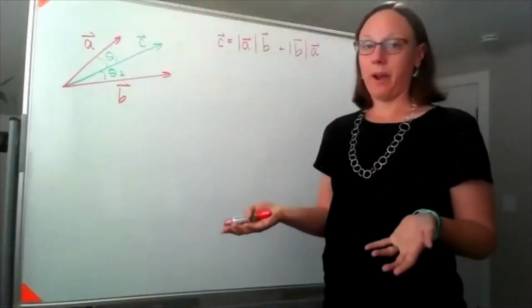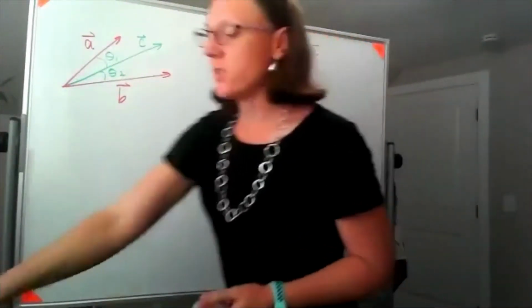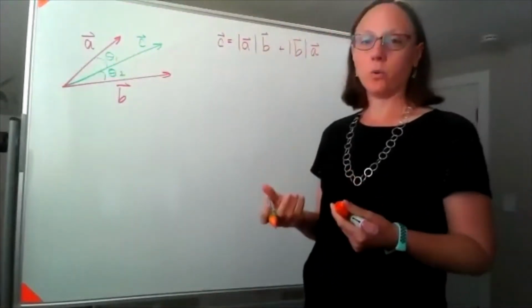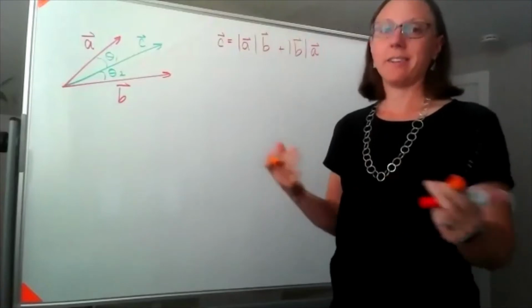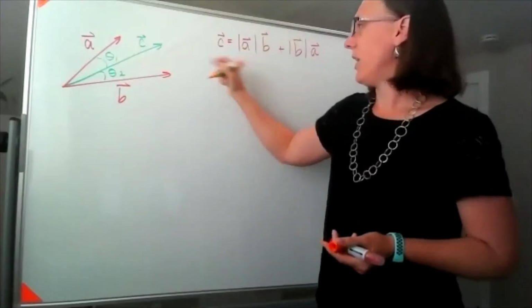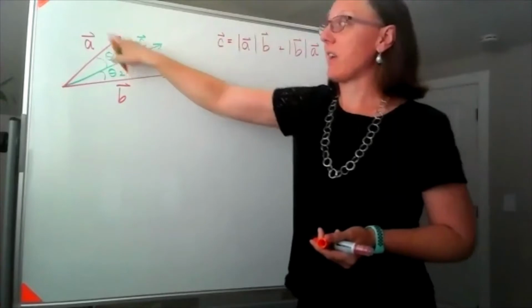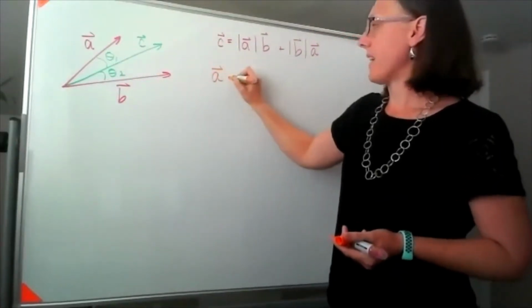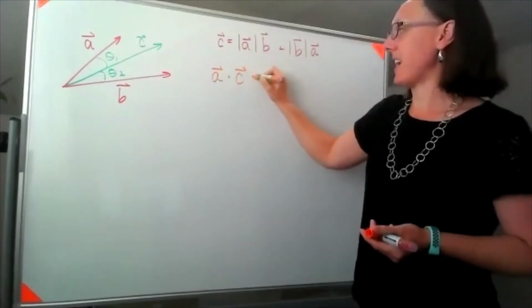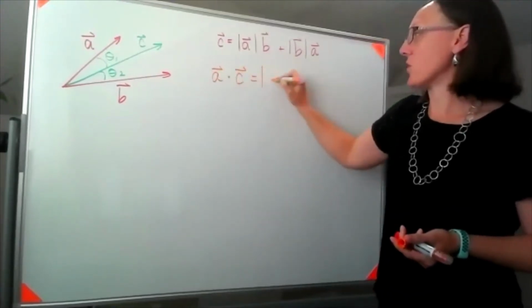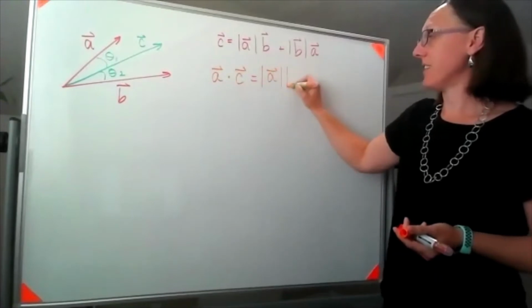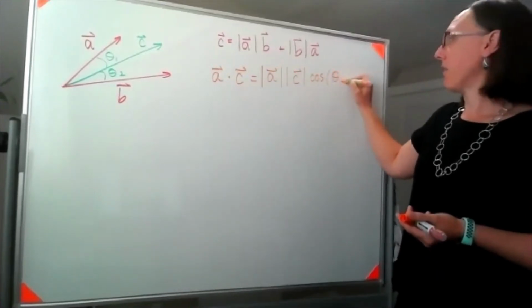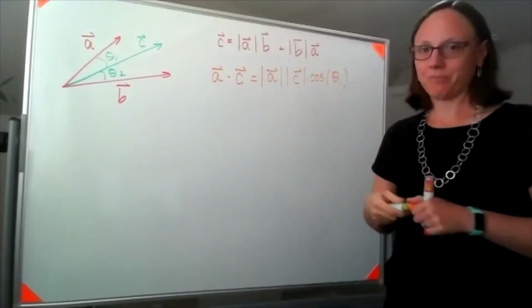Well, let's just start by finding one of those angles. If I wanted to find that angle theta 1, I'm going to use the dot product to help me get there. Since I'm looking for the angle between A and C, I would start by saying that the dot product of A and C is going to be equal to the magnitude of A times the magnitude of C times cosine of that theta 1 angle.